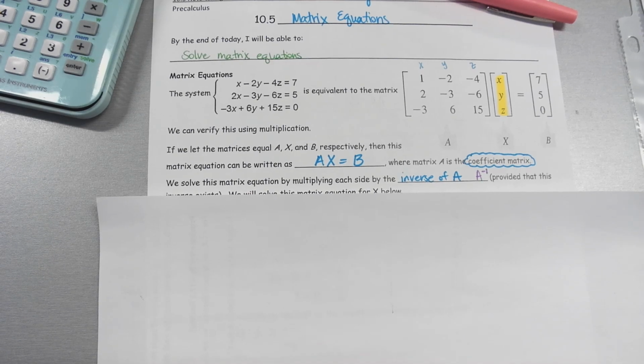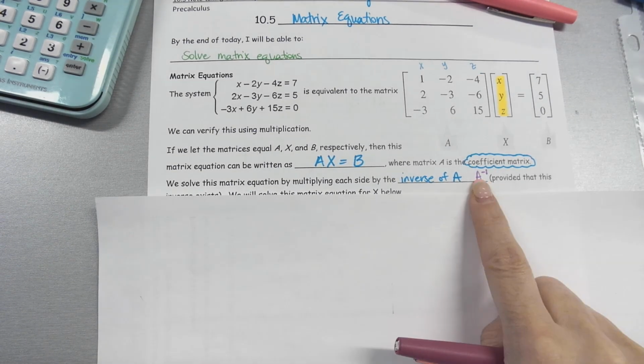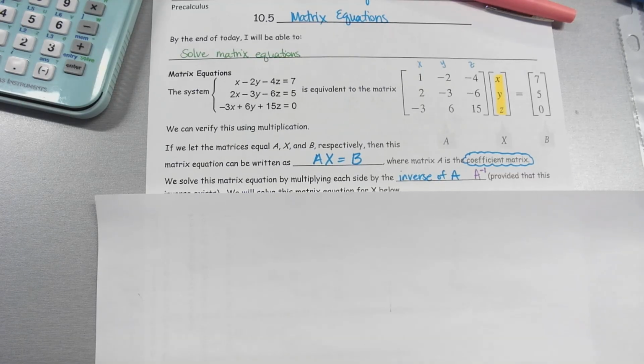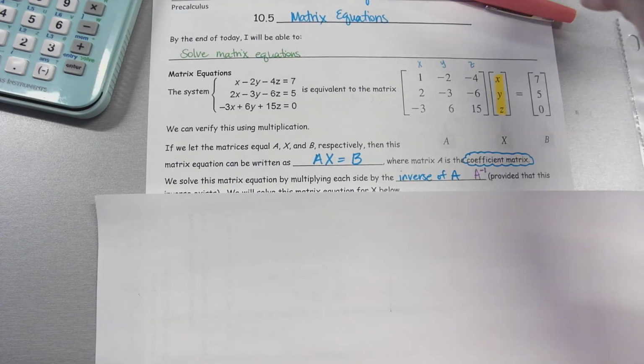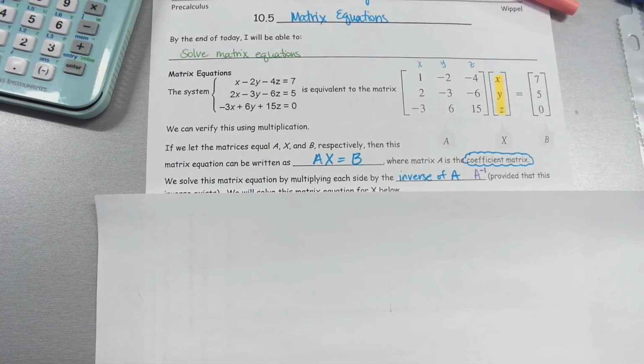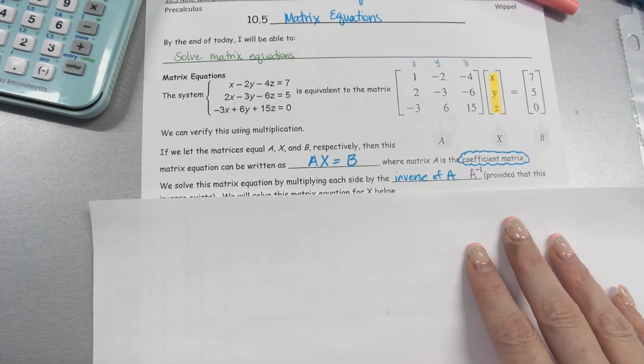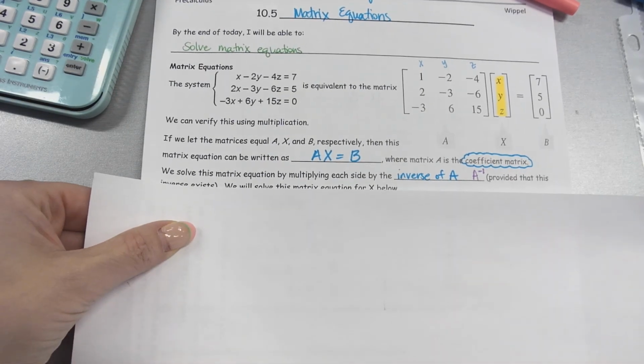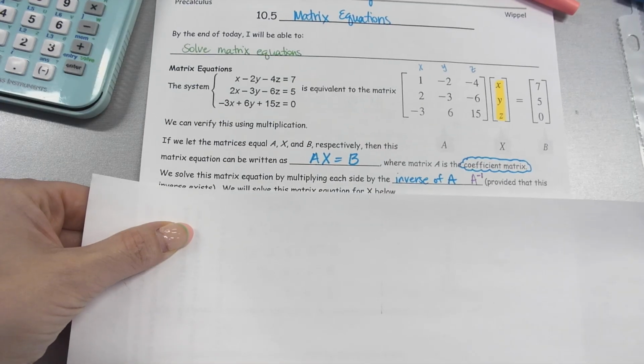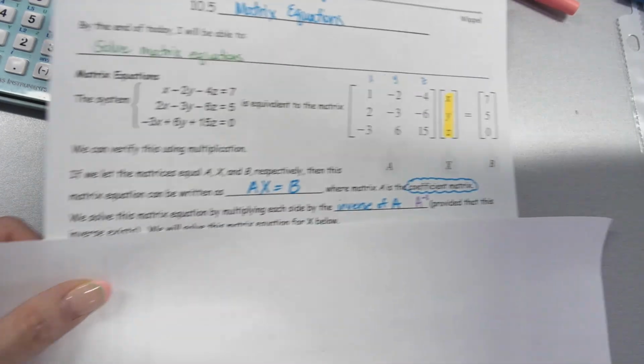Okay, so the notation is A with our -1. Okay, and of course the inverse would have to exist in this case. So we're going to solve this matrix equation for x below. So this is going to take into account some of the things that we did yesterday.